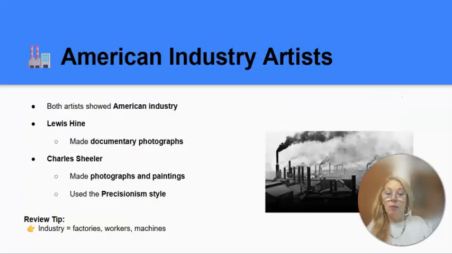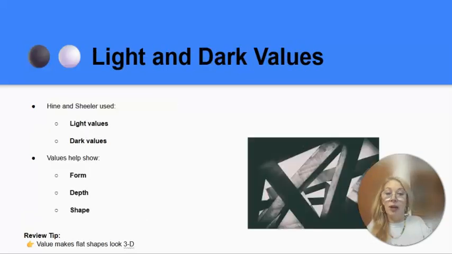We talked about the American industry artists. So we talked about Lewis Hine and Charles Sheeler. Both artists showed American industry. Lewis Hine made documentary photographs, and Charles Sheeler made photographs and paintings. He used the precisionism style. We talked about light and dark values. Both Hine and Sheeler used light values and dark values. And values help show form, depth, and shape.